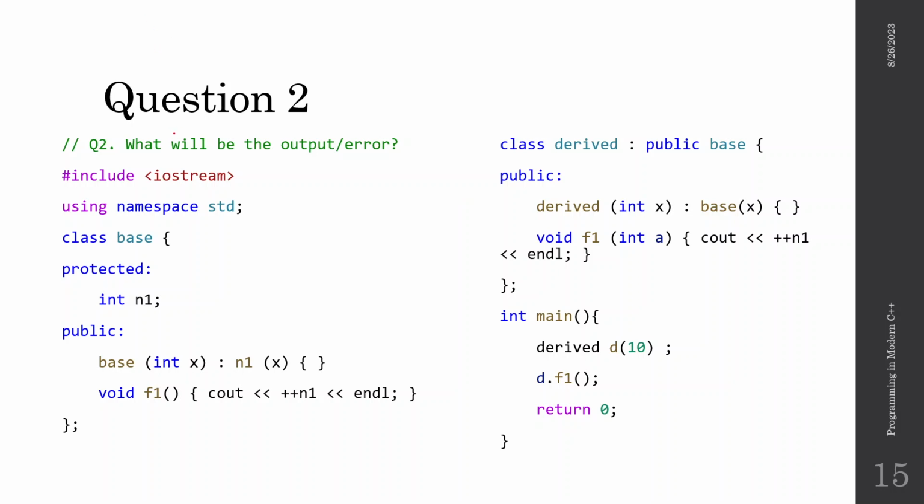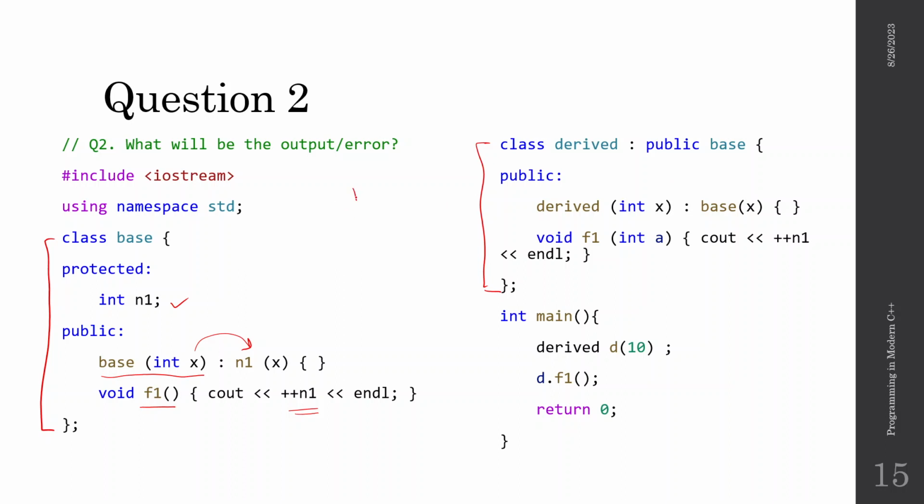In this case, you can see that you have a base class here, which has a protected data member n1, and then in the public access specifier you have the constructor which takes one value x and initializes n1 to x. Then you have a function called f1, which increments this n1 and prints it, and then you have a derived class here which inherits from the base class.